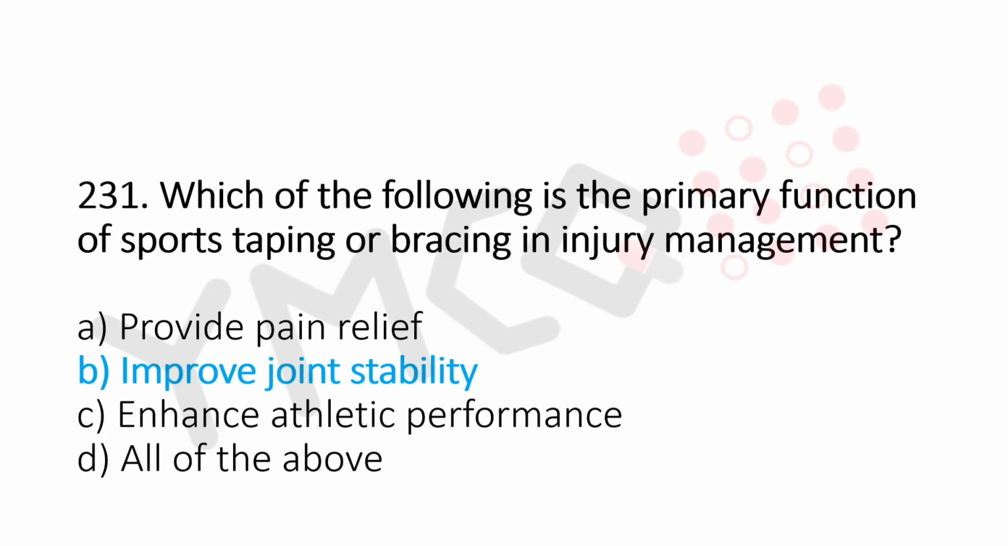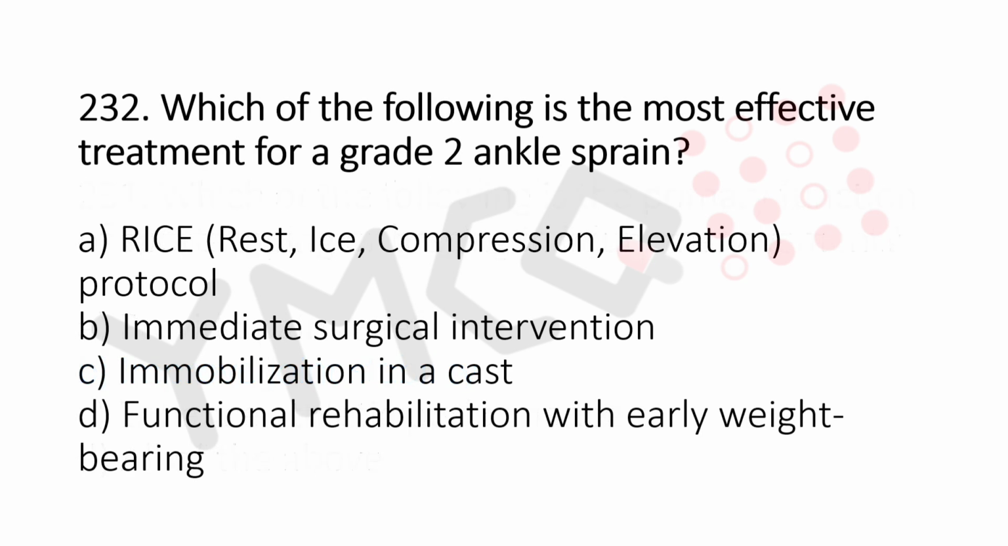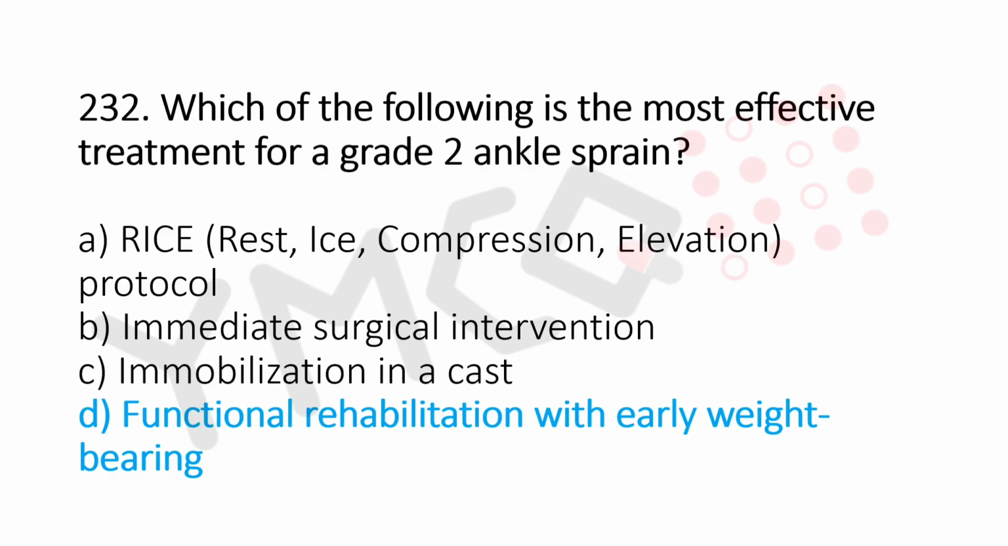Now let's move to question number 232. Which of the following is the most effective treatment for grade 2 ankle sprain? Option A, RICE protocol. Option B, immediate surgical intervention. Option C, immobilization in a cast. Option D, functional rehabilitation with early weight bearing. And the answer is option D, functional rehabilitation with early weight bearing.